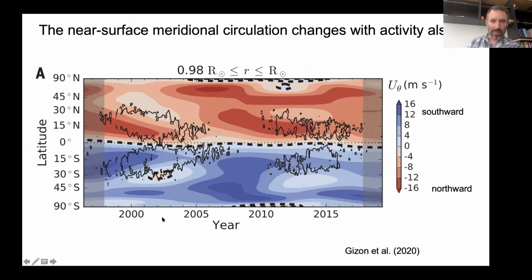So we're looking at a diagram that shows time and latitude, and the colors in the background are U theta. So this red color means a poleward flow in the northern hemisphere, and blue color means a poleward flow in the southern hemisphere. And these black contours are telling you about activity. And what you see is that the patterns in the meridional circulation approximately follow the patterns in the activity. Here you see this equatorward drift of activity as the cycle progresses, and you see that pattern clearly in the meridional circulation as well.